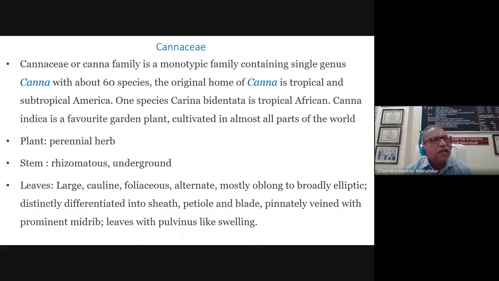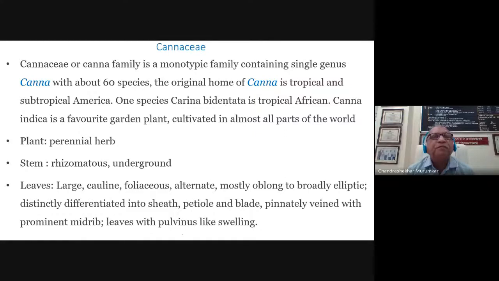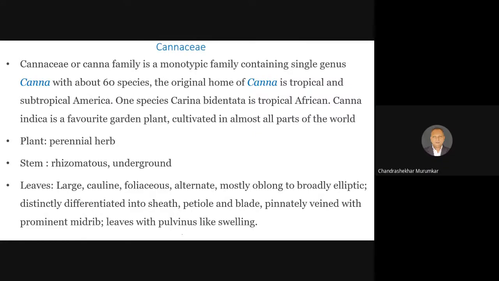Now remember, Canaceae family is also a subfamily of a major family, Gingiberaceae. Gingiberaceae means the family of ginger, and the Gingiberaceae family contains three families: Gingiberaceae, another subfamily is Mosaceae, Mosa means kid, and the third family is Canaceae. So we are going to study the family Canaceae now.